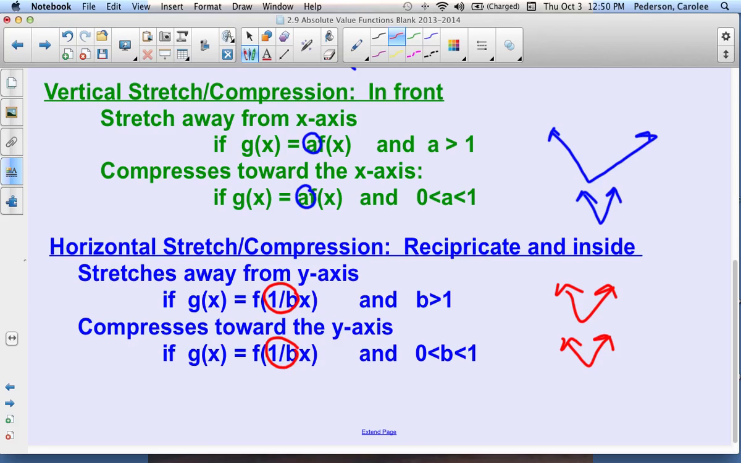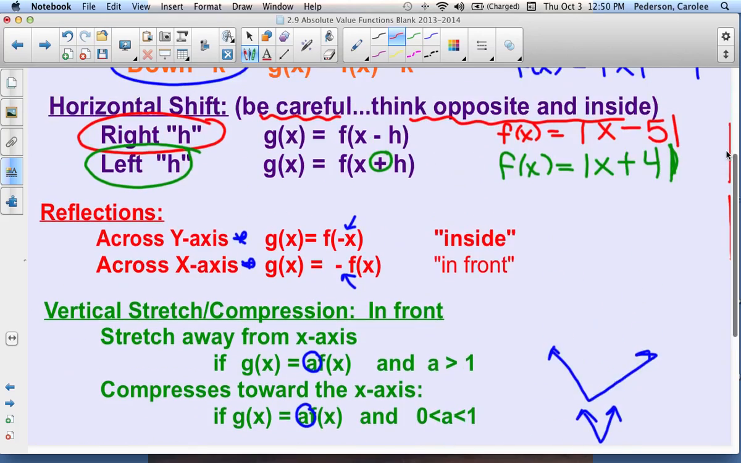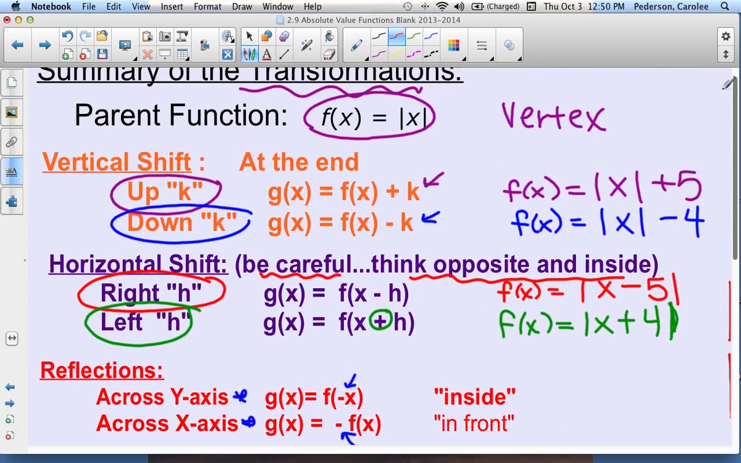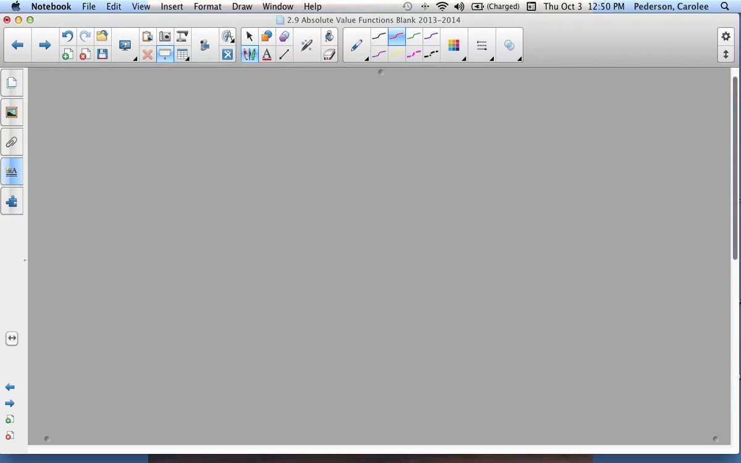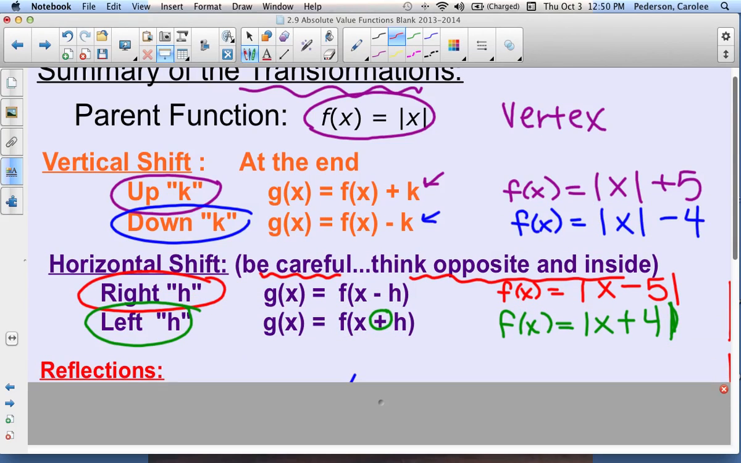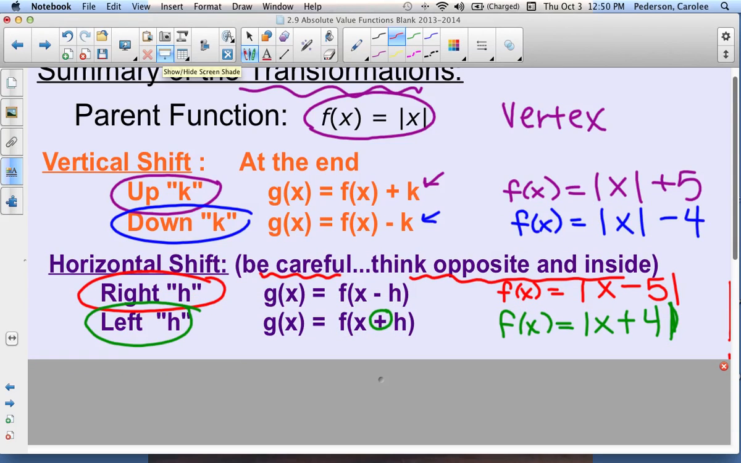So that's the end of the video. Again, please do not write down anything on this slide but what we had up here in the orange and the purple. So please pause if you didn't get to write those down.